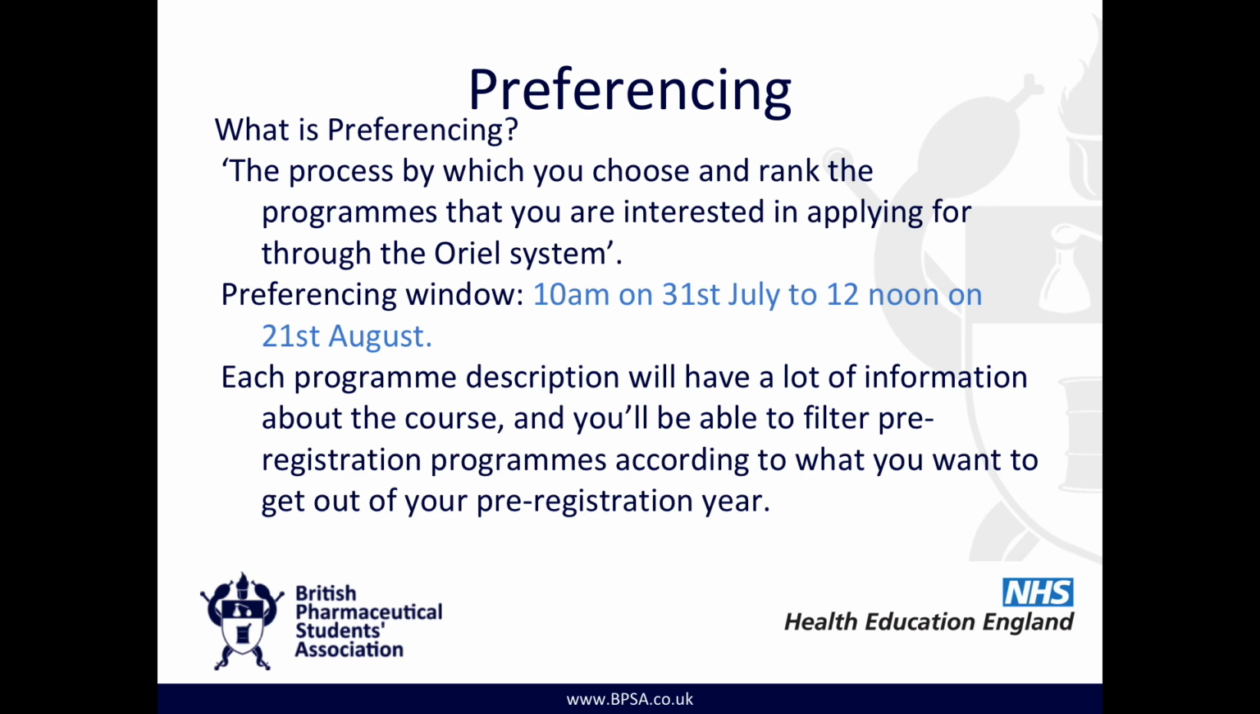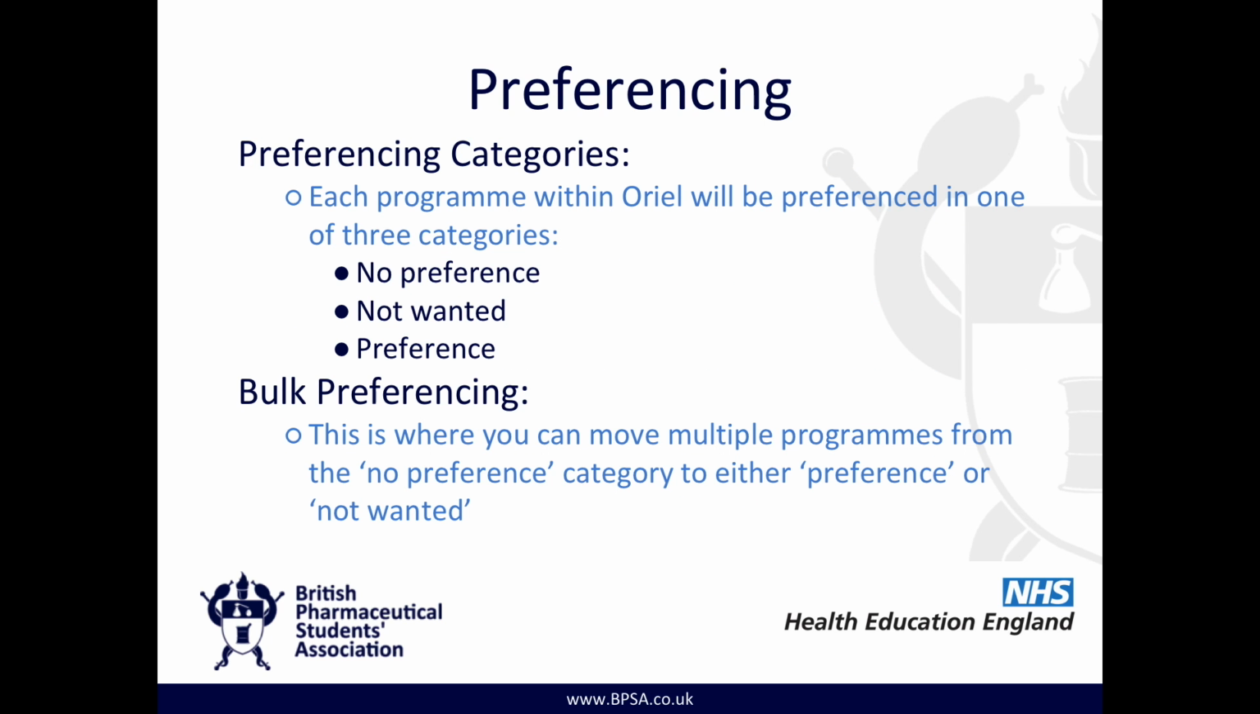You'll also be able to filter the pre-registration programmes according to what you want to get out of your pre-registration year, such as types of programme, size of the organisation you're applying for, and location. Preferencing categories. Each programme within the Oriole system will be preferenced in one of 3 categories. No preference. All of the programmes within the Oriole system will be automatically marked as no preference in your application. If placements are left in this category, you are effectively saying that you would be willing to accept any one of these programmes, although they wouldn't be given to you in any set order.